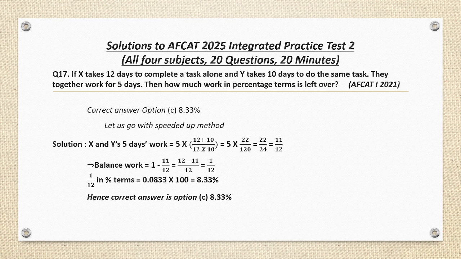So this much work they have done in 5 days, 11 by 12 work. So what is the balance work? 1 by 12. This 1 by 12 is in fraction. The question wants it in percentage terms. So 1 by 12 is 0.0833. You multiply that by 100, so you will get 8.33%. That is the correct option. Hope you have understood this method very well. In fact, you would have realized this is a very easy question, a one-step answer.